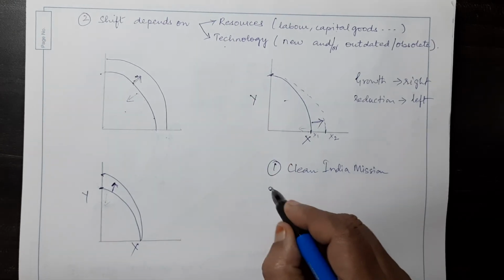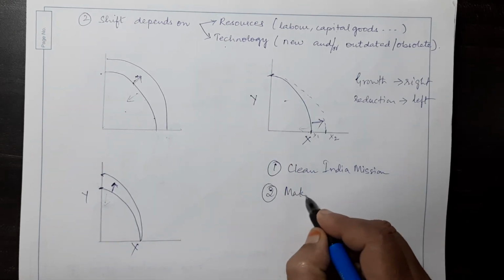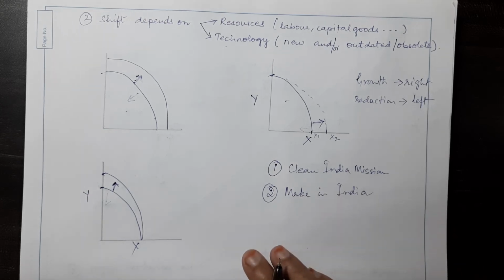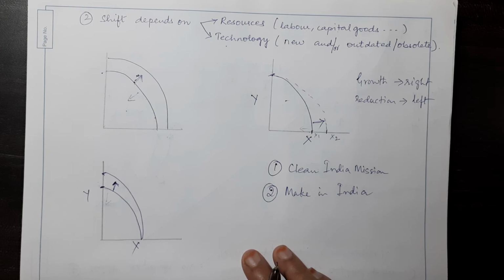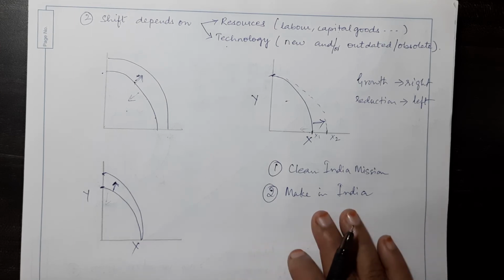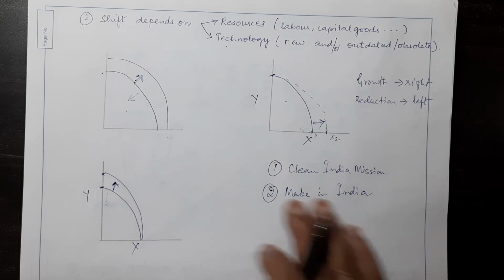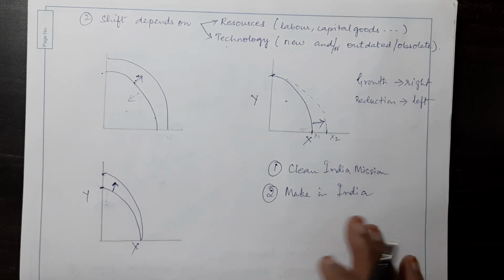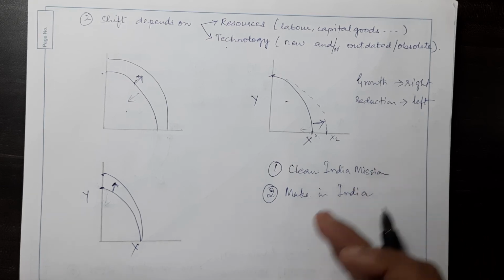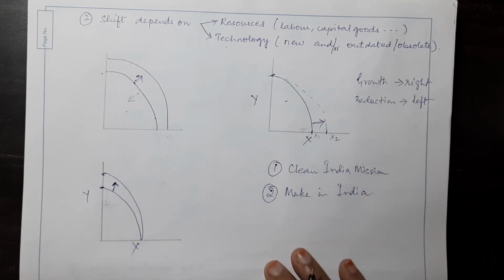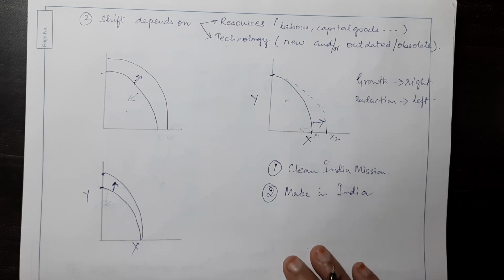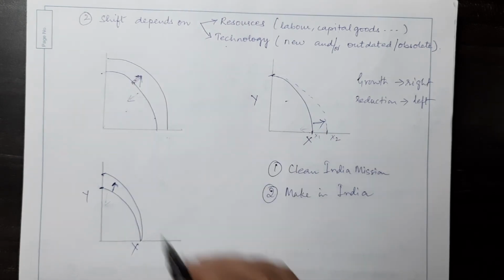Alright. The second one is Make in India. Make in India, that is brought out by our Honorable Prime Minister Modi ji. What happens when Make in India is brought in? Does it have any effect on the PPC? What Make in India signifies is calling the foreign producers to produce in India. So this will again lead to an increase in the resources and raises the production potential. So what will happen? Again it will move to the right.